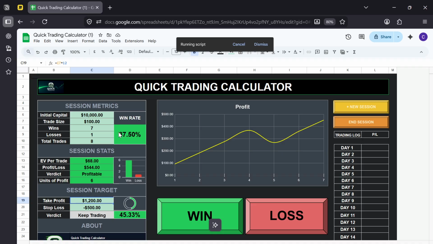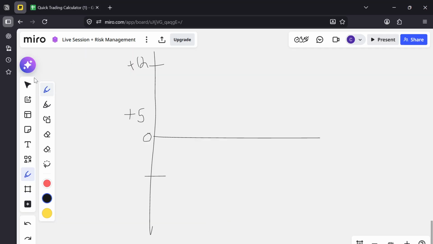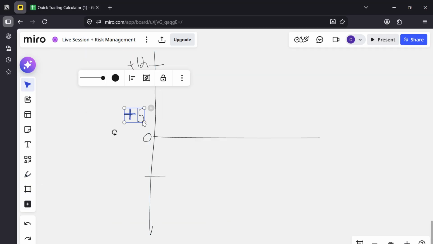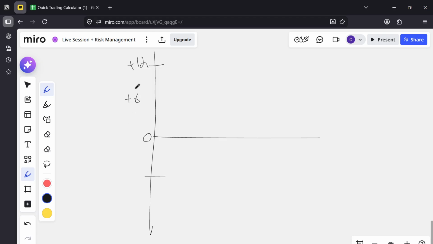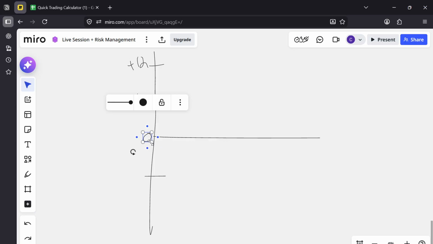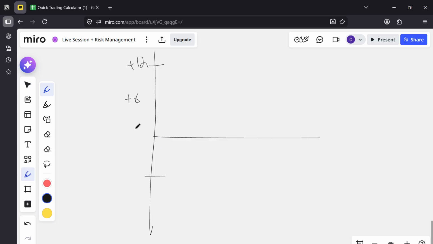So we're going to add that win over there. Good stuff. We've added that win. So we're going to go and add this win over here. That's going to be putting us up 6 units now. Incredible. We're up 6 units. We are halfway to our take profit. Now, because we're up 6 units, what are we going to do? We're going to move the 0 up to +1.